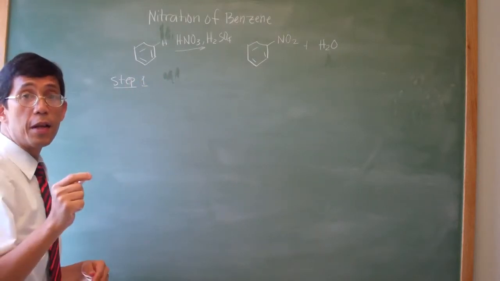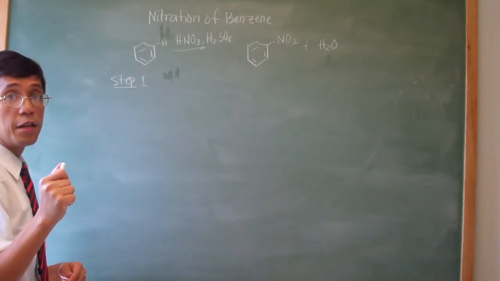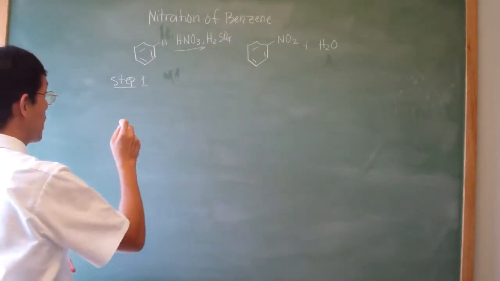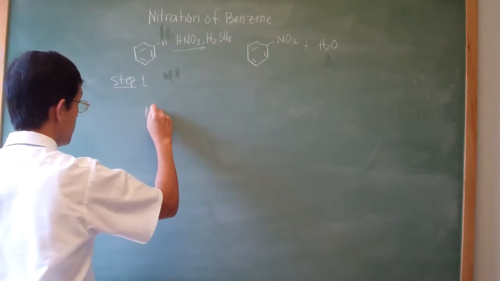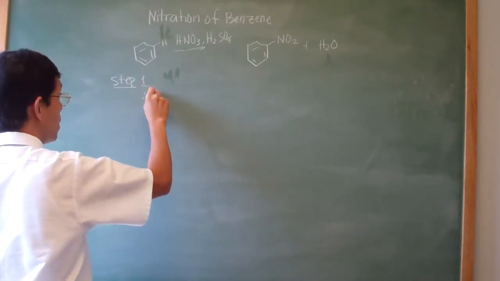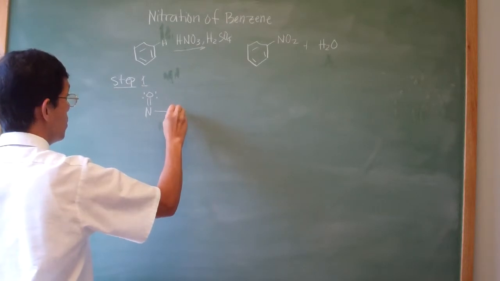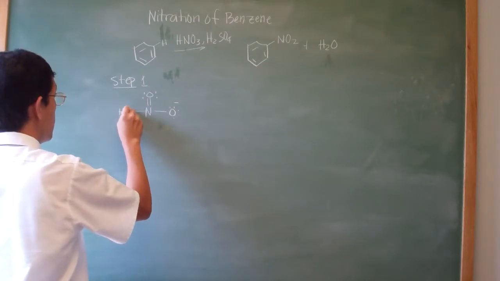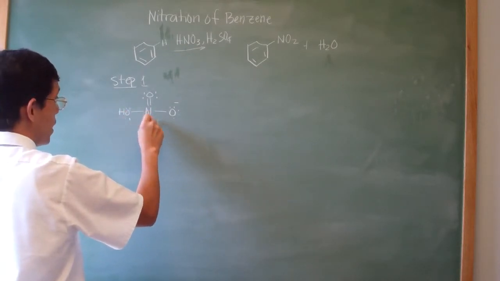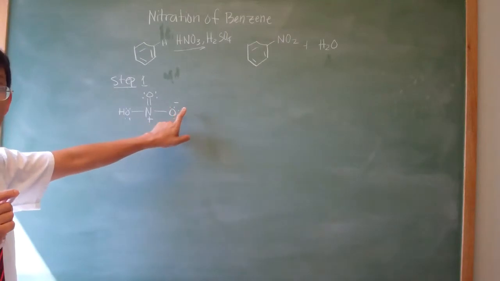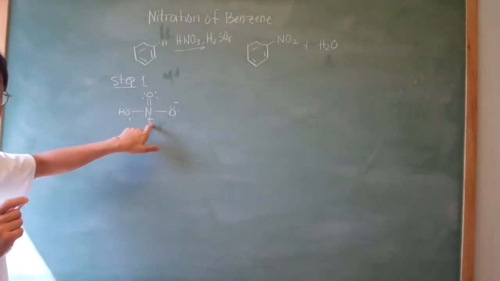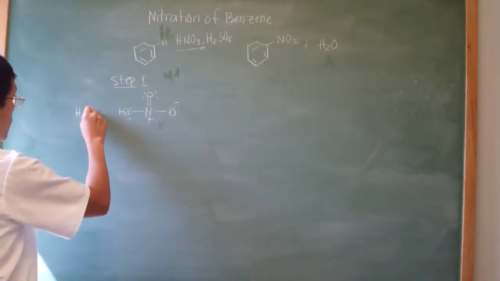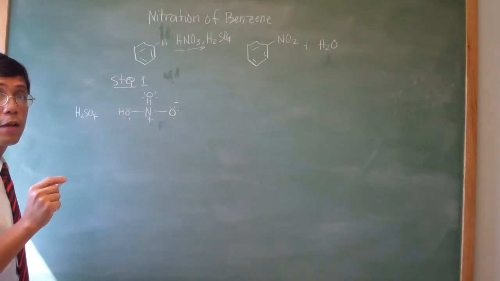You have to have an electrophile, and the electrophile is produced when nitric acid reacts with the sulfuric acid. So nitric acid is this: nitrogen, double bond O, O minus, and OH, and we have a plus charge on that nitrogen and a minus charge on that oxygen. And you know that H2SO4 is one of the 7 strong acids.